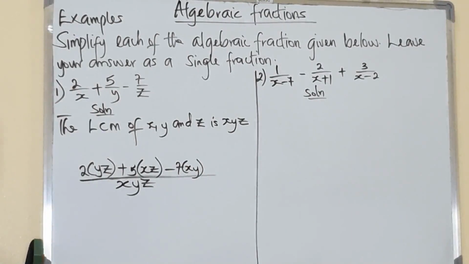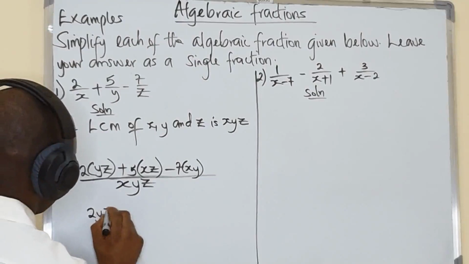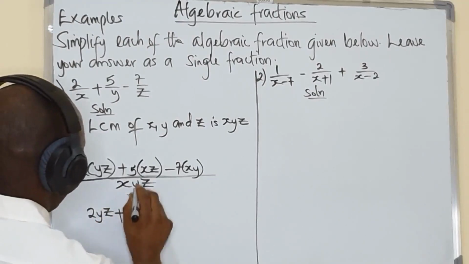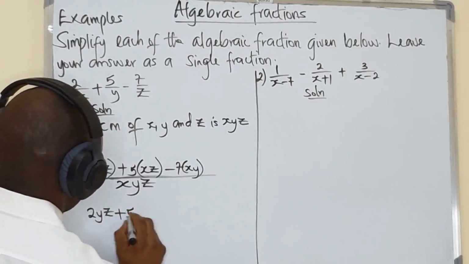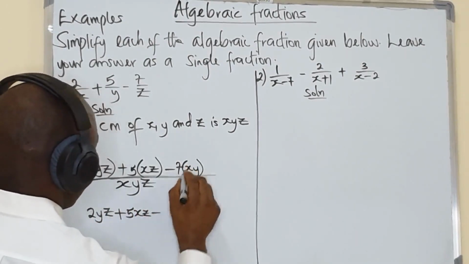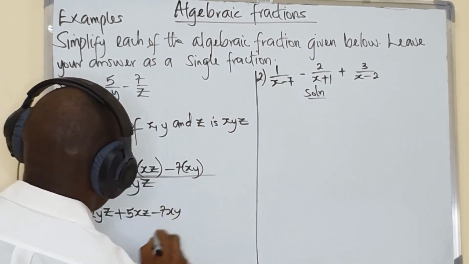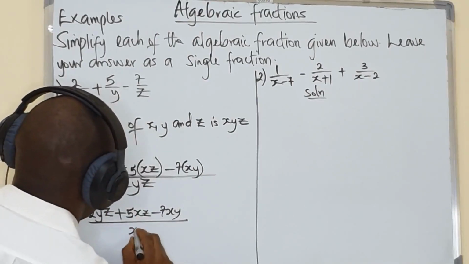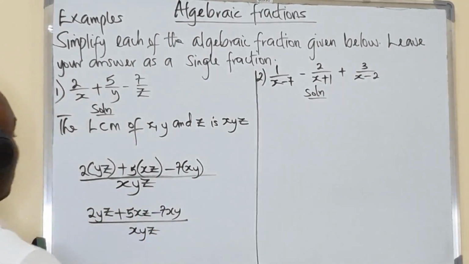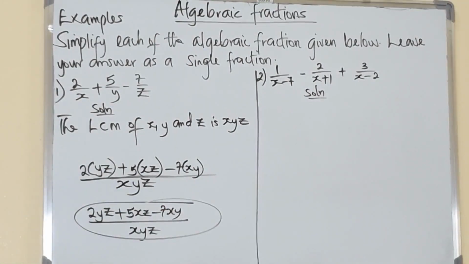Now as you see here, 2 multiply yz will leave us with 2yz. And 5 multiply xz leaves us with 5xz. While negative 7 multiplying xy leaves us with negative 7xy. And the denominator remains common, which is xyz. We have ended up leaving our fraction in a single form. So this is the answer to this question we have just solved for number 1. It is as simple as that.